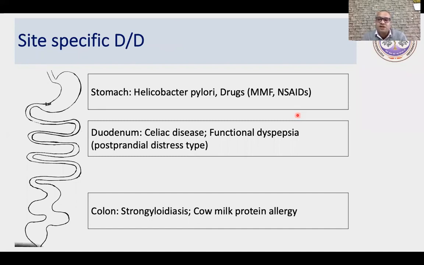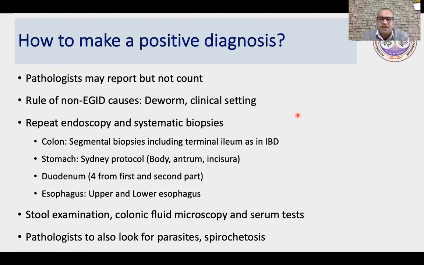Apart from, of course, the differential diagnosis you routinely consider for eosinophilia, for gastritis, Helicobacter pylori, or drugs like NSAIDs and mycophenolate mofetil. For duodenal eosinophilia, must exclude underlying celiac disease or functional dyspepsia, especially the postprandial distress type, which may be associated with eosinophilia. For colonic involvement, one must rule out strongyloidosis or parasitic infections and cow milk protein allergy in the relevant age group. So how to make a positive diagnosis?